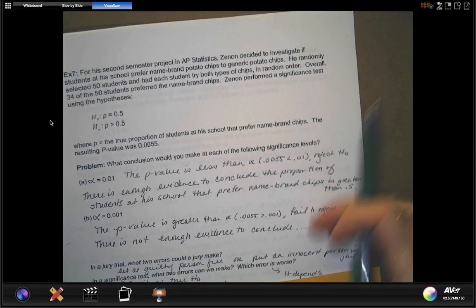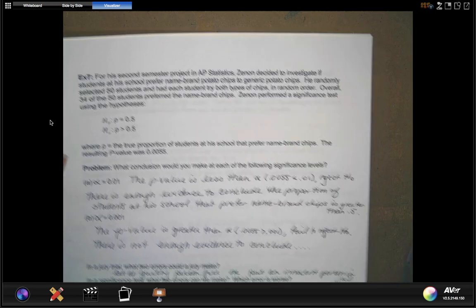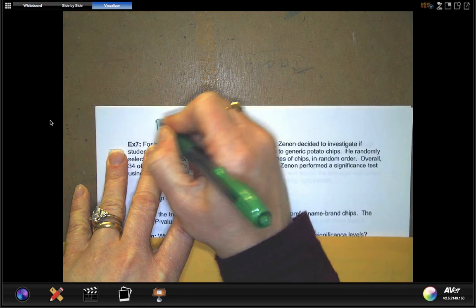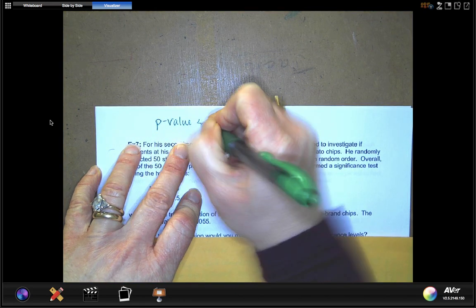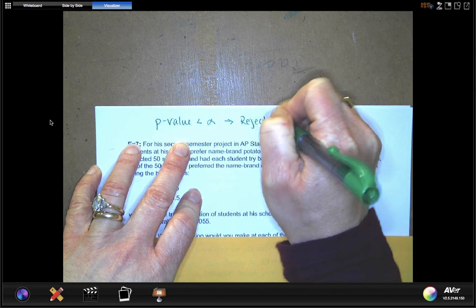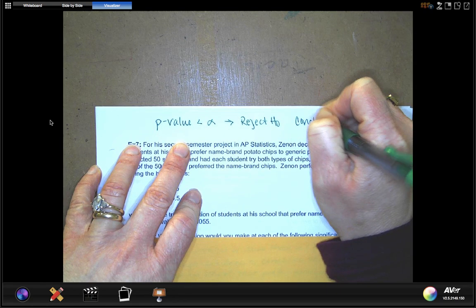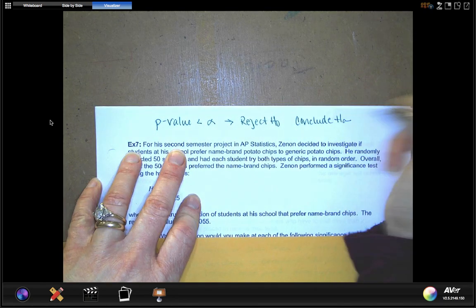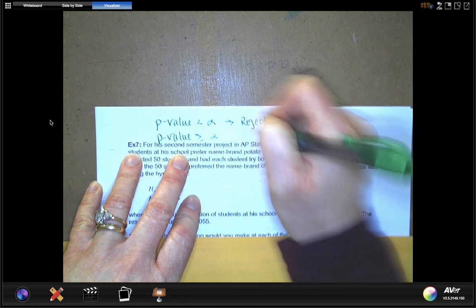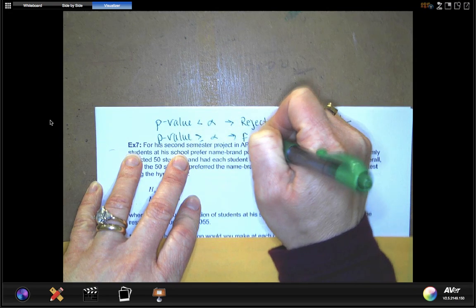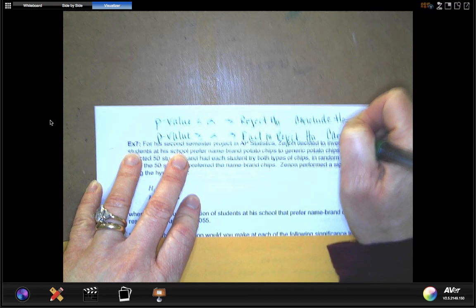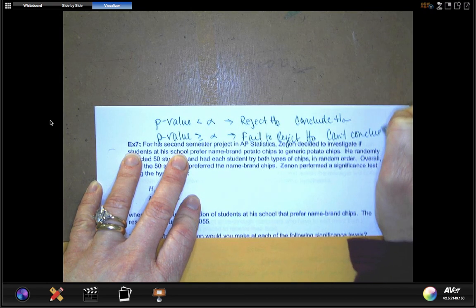Okay, this example right here is just doing conclusions. So let's just go through this. If your p-value is less than your significance level, so your p-value is small, you're rejecting H0, and you can conclude HA. If your p-value is greater than or equal to alpha, you're going to fail to reject H0, and you can't conclude HA. Okay?